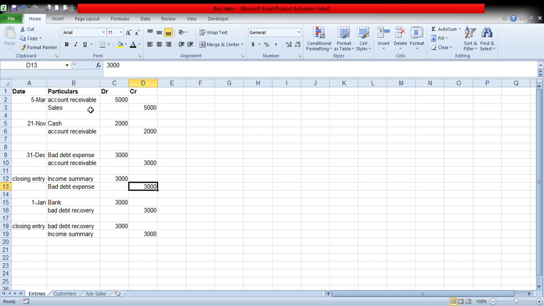So that's why I'm making a closing entry on December 31st. Bad debt expense credit 3000, because I didn't receive the 3000 in the month. Maybe next month, maybe next year, I will receive it in January, February, March, April. But not this month, not on this specific date, December 31st. The year is ending, the financial year is ending. So income summary debit, bad debt expense credit.